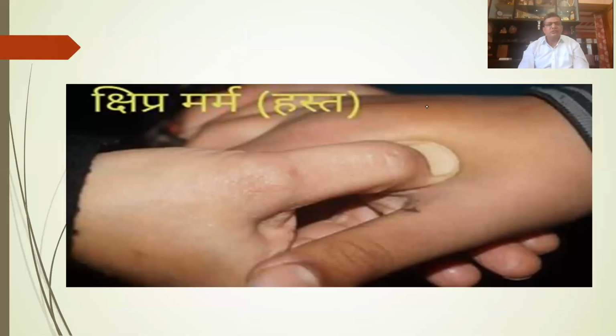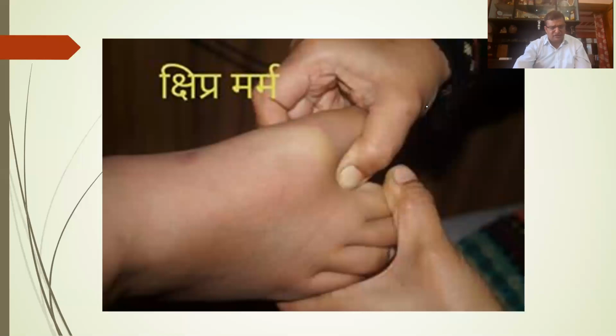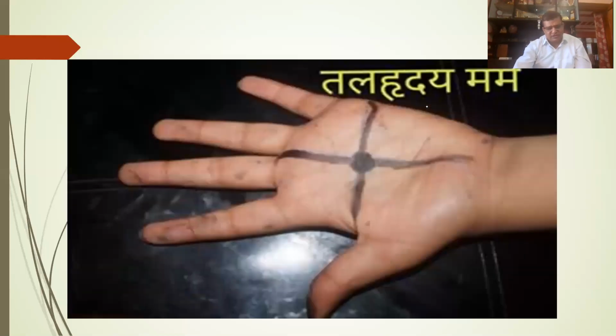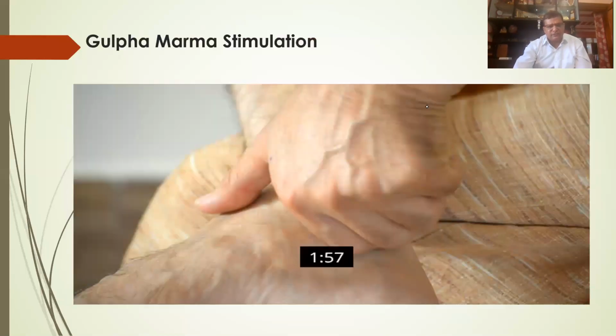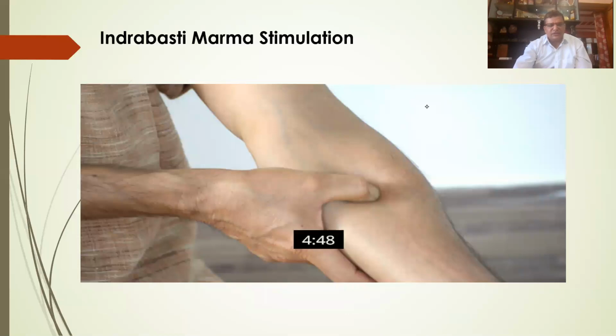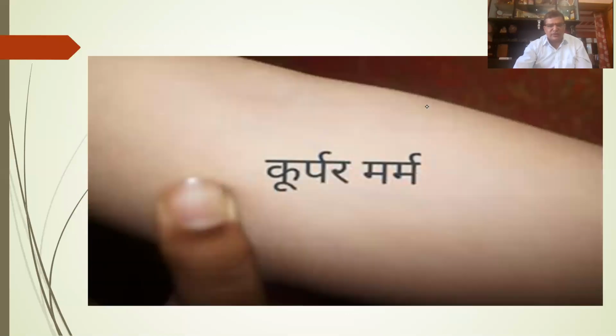So I'm just revising. This is a Chipra Marma. You can see this is Chipra Marma of the lower limb. This is Tal Hridaya Marma, and this is the Gulpha Marma stimulation, and this is the Indravasti Marma stimulation. This is the Purpar Marma stimulation.